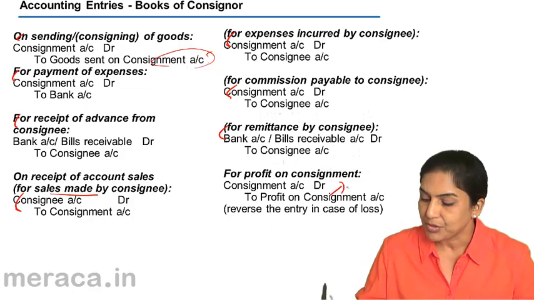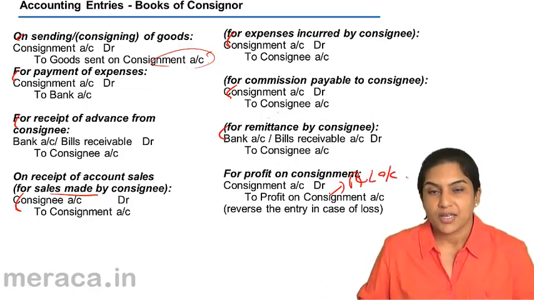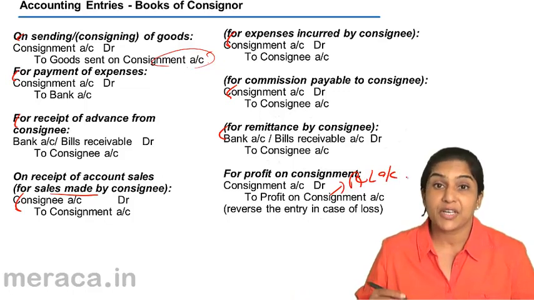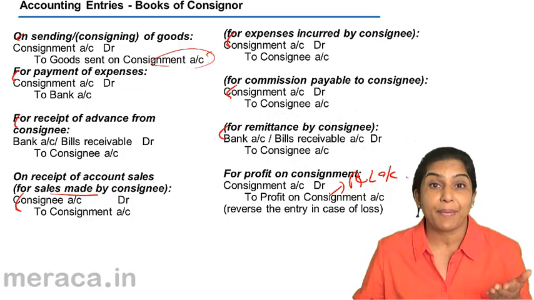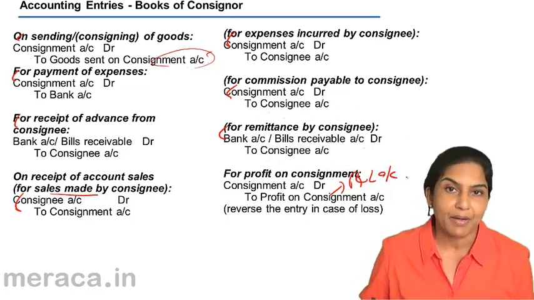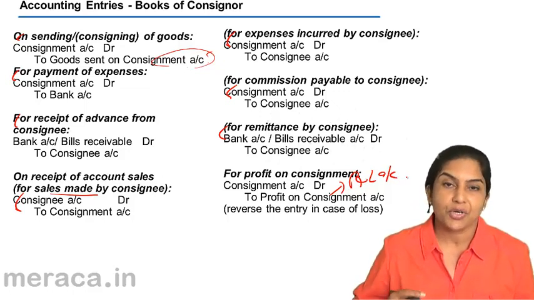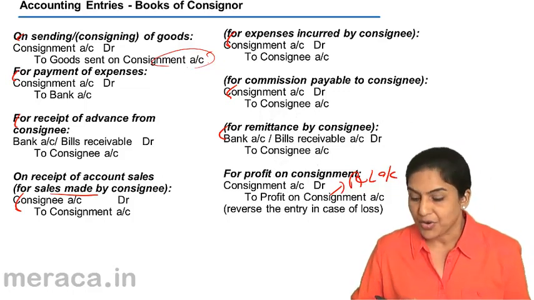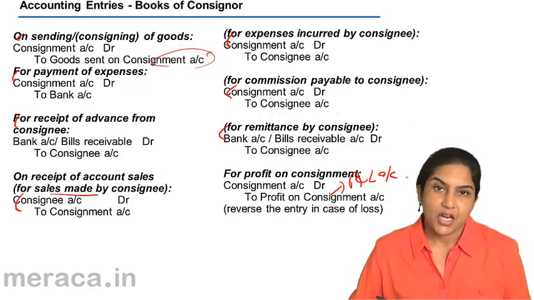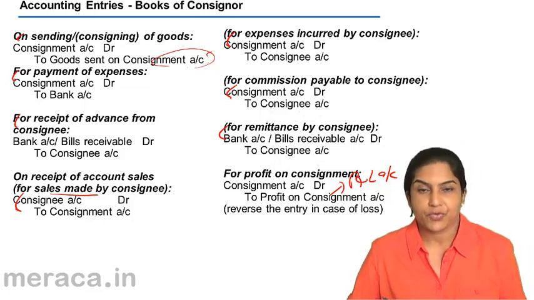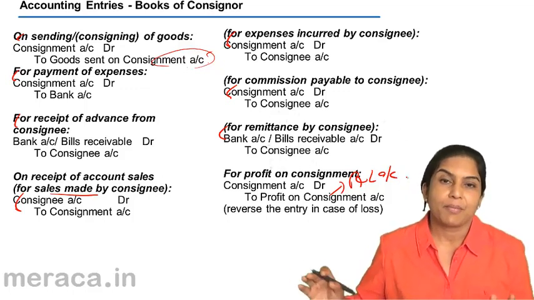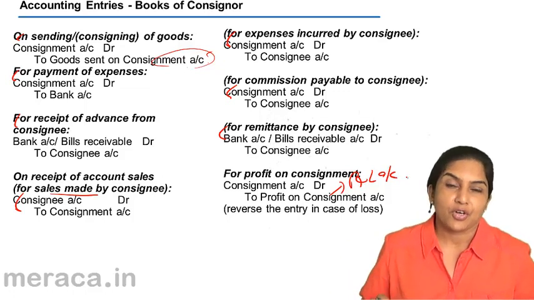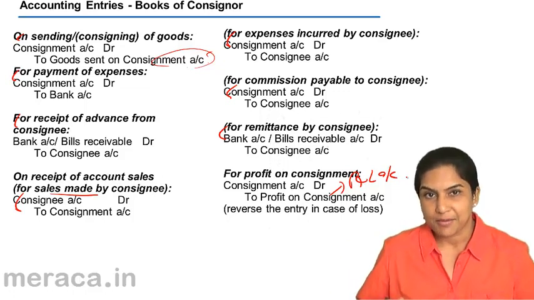Profit on consignment is usually taken to the general profit and loss account of the consignor. If it is a loss, what would it mean? It would mean that the consignment account debit side is more. There would be a debit balance, and to close the account, we credit the consignment account and debit profit and loss account in case of loss. So when the general profit and loss account is being debited, we are talking of a loss. But if it is being credited, we are talking of a profit on consignment.